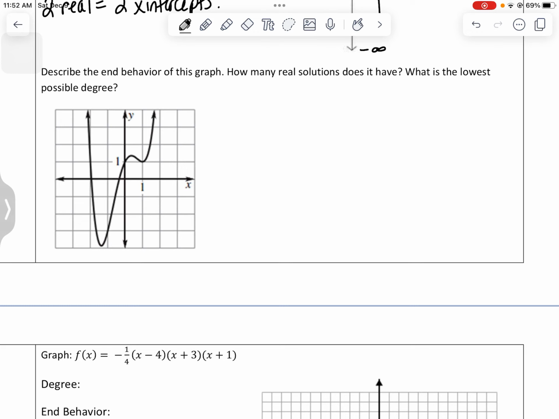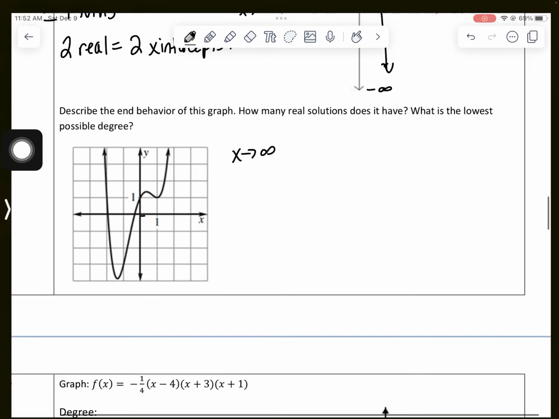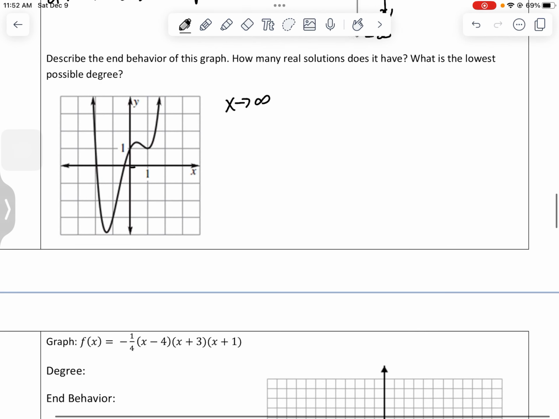Describe the end behavior of this graph and how many real solutions does it have? And what would be the lowest possible degree? Okay, so describe the end behavior first would be like on the right, or as x's are getting bigger over here, as x's are getting bigger, my function is also getting bigger. So I would write as f of x, as x is getting bigger, my function's getting bigger.